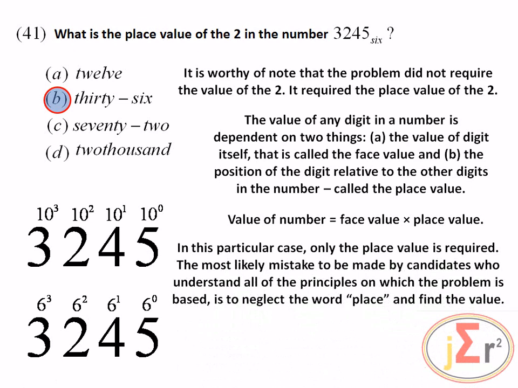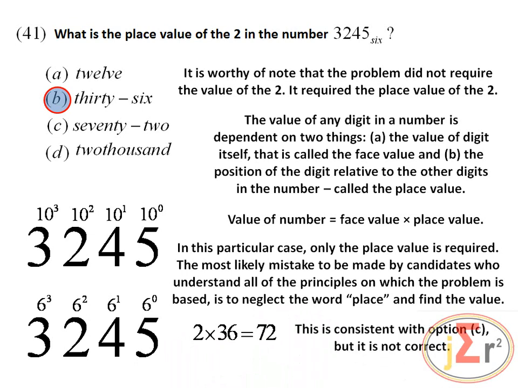The most likely mistake to be made by candidates who understand all of the principles on which the problem is based is to neglect the word place and find the value. So, if they neglected the word place and found the value, they would have been multiplying the place value by the face value, and they would have received 72. This is consistent with option C, but is not correct.